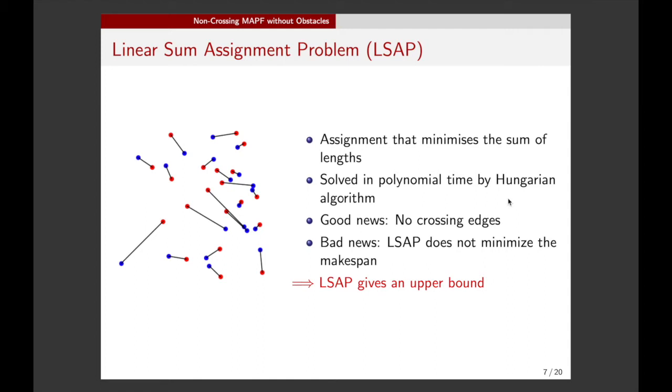As we can see in this picture, every red point is assigned to a blue point, and there are no crossing edges in the solution. Because if 2 edges cross, then we can always obtain a better assignment by swapping their destinations. So the two edges no longer cross. However, the bad news is that LSAP doesn't minimize the makespan. Therefore, LSAP can provide an upper bound for our problem.